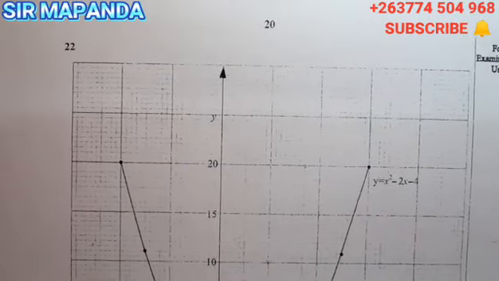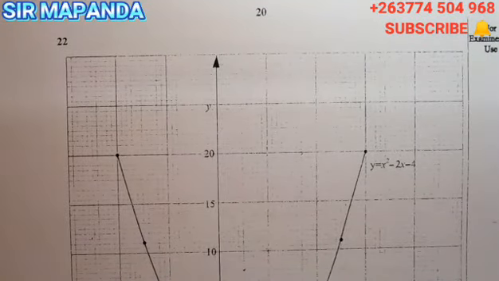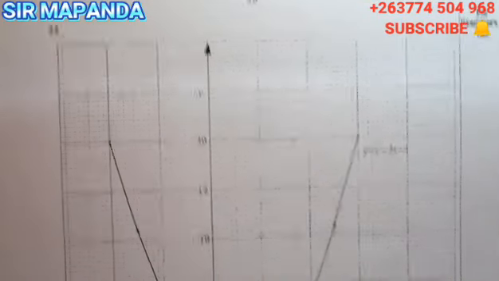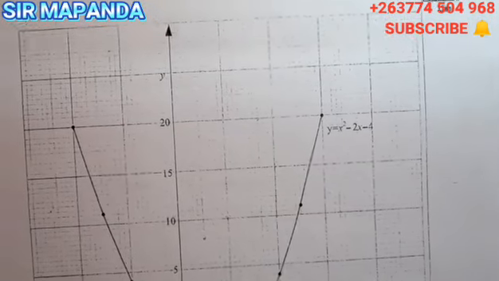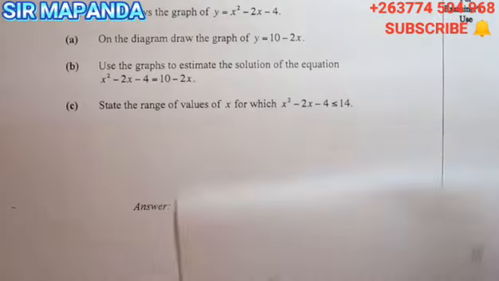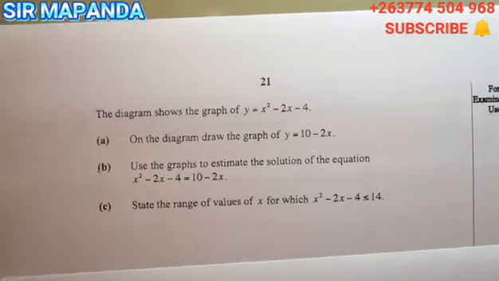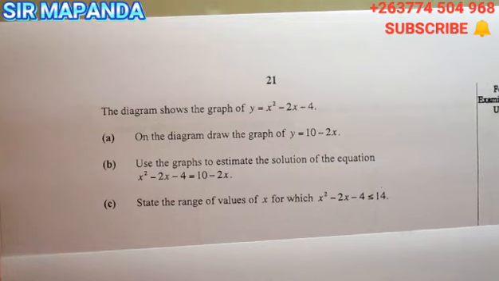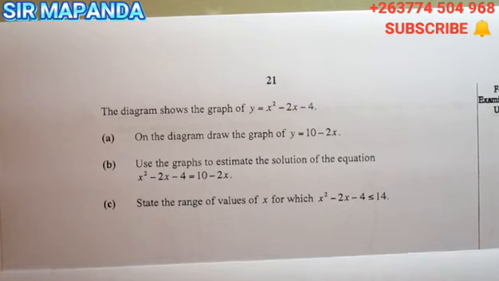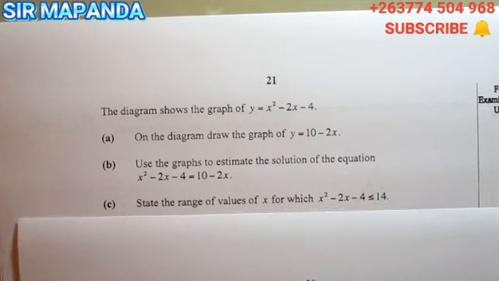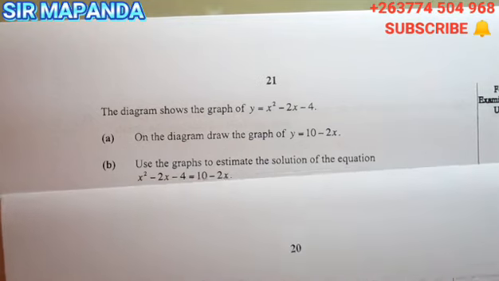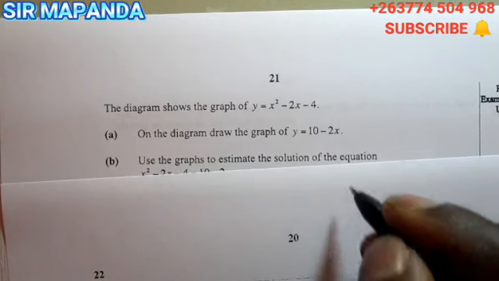Right, we are now moving on to question number 2. We are given a quadratic graph, also known as the parabola. Right, y is equal to x squared minus 2x minus 4 is the quadratic graph given. So here are the questions. Right, the diagram shows the graph of y equals x squared minus 2x minus 4. All right. On the diagram, draw the graph of y equals 10 minus 2x. So to draw the graph of y equals 10 minus 2x, it is very simple.